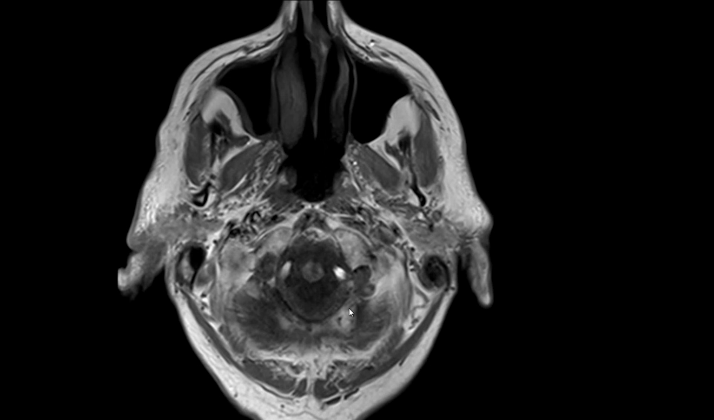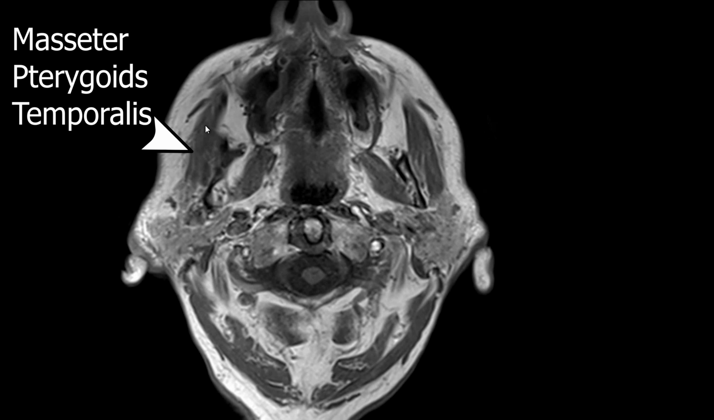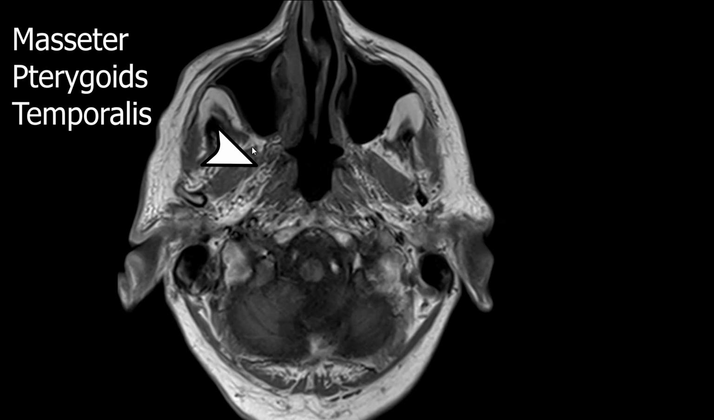Then we turn our attention to masticator muscles, the masseter, medial pterygoid, lateral pterygoid, and the temporalis muscle.